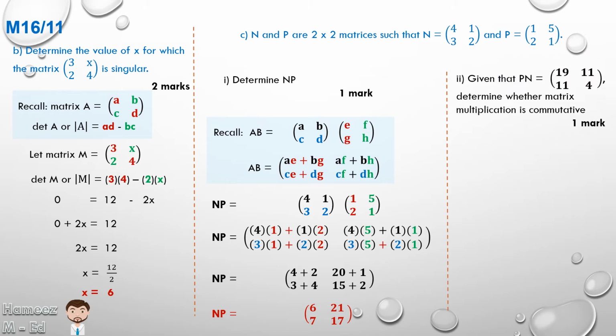Given that PN is equal to 19, 11, 11, 4, determine whether matrix multiplication is commutative. If it is commutative, it means that NP, N times P, would be equal to P times N. And we can see that NP is 6, 21, 7, 17, and is different from PN. So NP is not equal to PN. So matrix multiplication is not commutative.